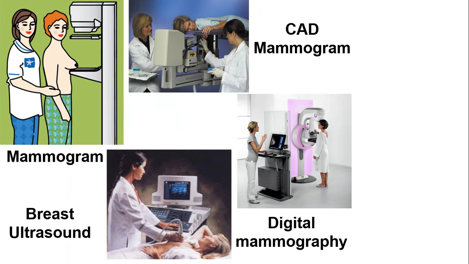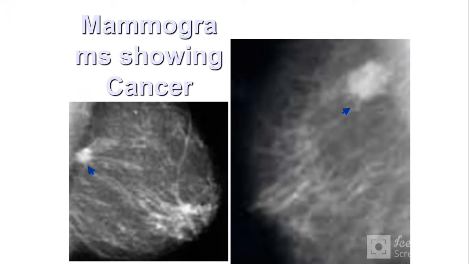We put a probe on the breast and differentiate whether it is a cystic swelling or a solid swelling. So these are the different types of mammography. These are the X-ray pictures of mammography. In this X-ray picture, you'll be able to see the whitish lump.